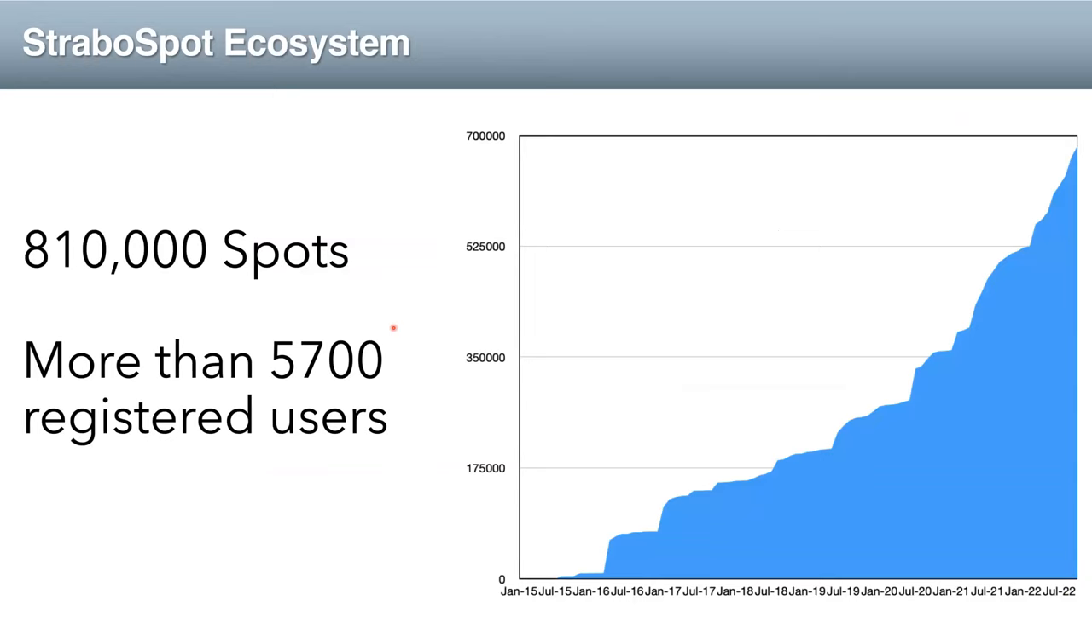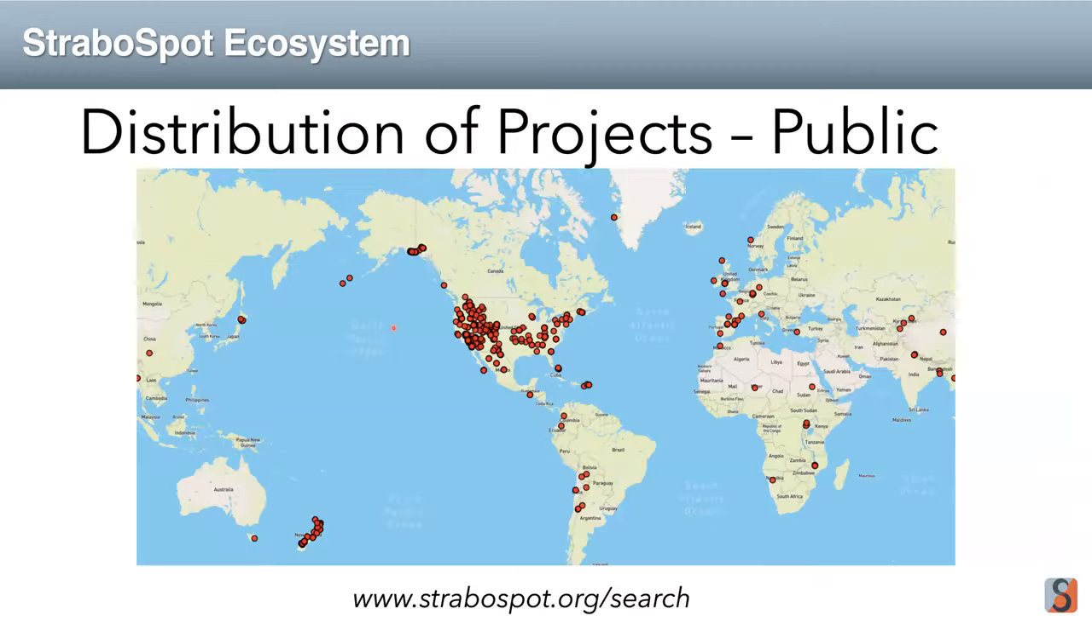Right now we've grown, and the system contains over 810,000 spots. There's approaching 6,000 registered users of StraboSpot at this point. The distribution of public projects is pretty much worldwide. Whoever wants to use and enter data can bring it in this way. Again, these are only the public ones. We don't know how many projects are private.